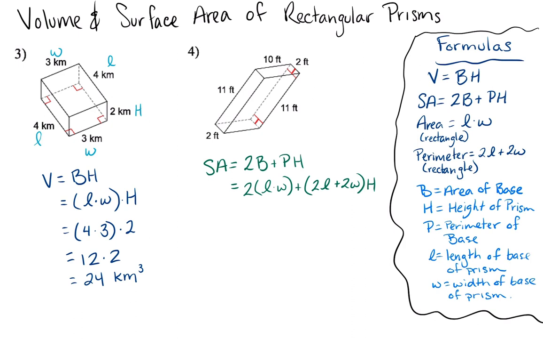Okay? Now we can define our values in our shape. So looking at this shape, I'm going to say that this really skinny rectangle represents the base of our prism, and the distance between those two is going to represent the height. So let's go ahead and say that the length of the base of the rectangle is going to be this 11. 2 will be the width, which makes 10 the height.